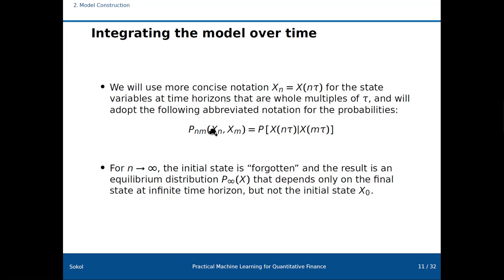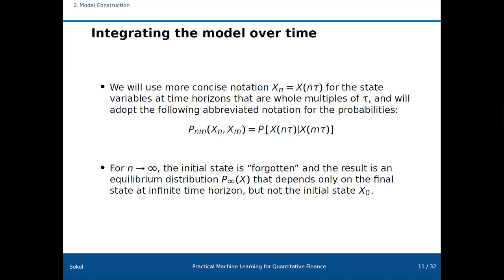I'm going to use this notation of P n m for the conditional probability of n with respect to m, and I'm going to drop the second index when it differs by one, right? So from 1 to 0, I'm just going to say P1. An important thing to keep in mind here is that for n which is very high, much higher than m, the initial state will be forgotten and the result will only depend on the first variable. It's really easy to understand why.